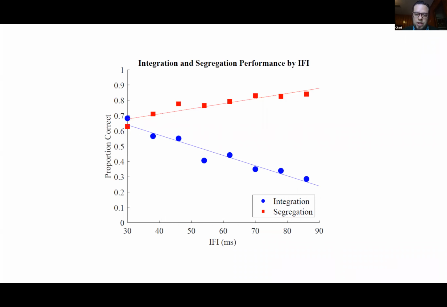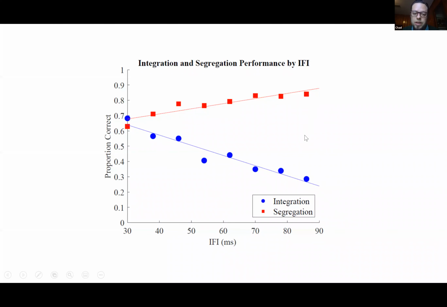And so first here's just the integration segregation data. We're trying to replicate the basic Melcher lab finding. And we get the same, the crossover isn't in the middle, which we have some ideas about why that is, but it could just be a bias which would affect the intercepts. But the most important thing here is we do replicate that integration will decrease with the IFI and segregation performance will increase. So these things are varying.